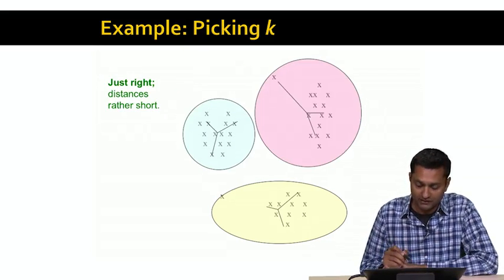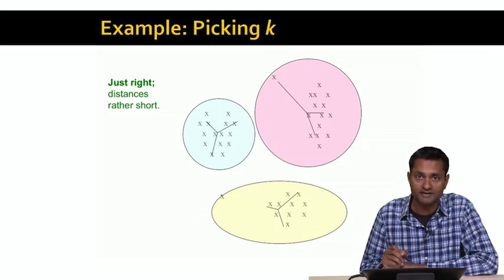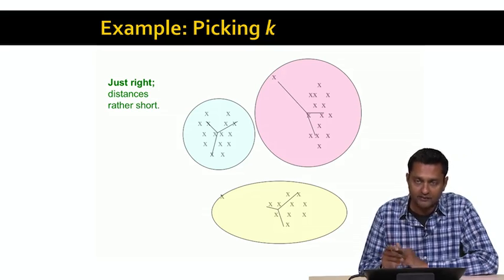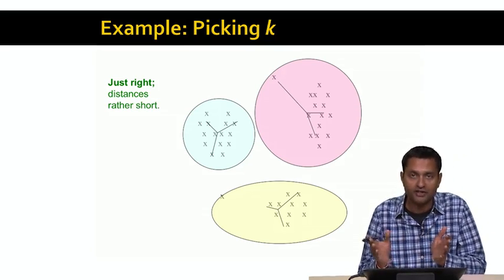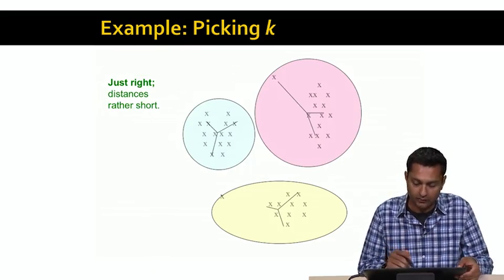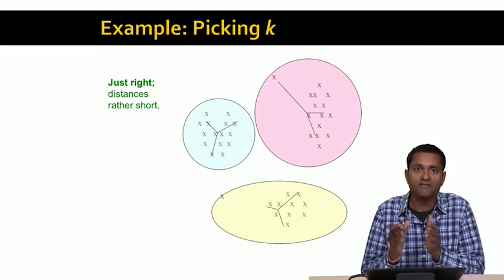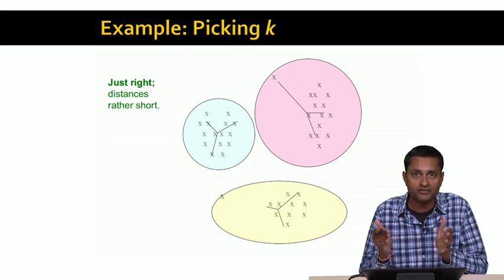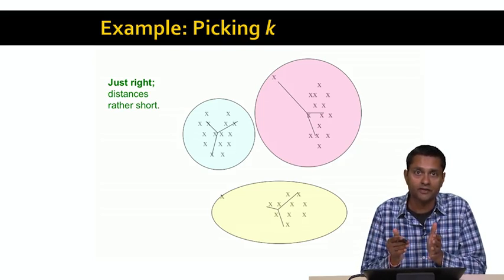Now, I made k equal 3. And as it turns out, this is the right value for this data set. And you can see that the distances to the centroid shrink quite a lot. When I went from k equal 2 to k equal 3, that splits the top cluster into 2, and that shrinks the average distance to the centroid significantly, right?